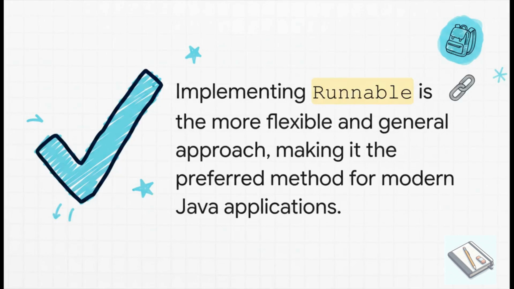So yeah, the verdict is pretty clear. Extending Thread might feel a tiny bit simpler if you're just messing around, but implementing Runnable is the way the pros do it. It gives you way better design, you can share resources more easily, and it just sets you up for success when you build bigger, more serious applications.